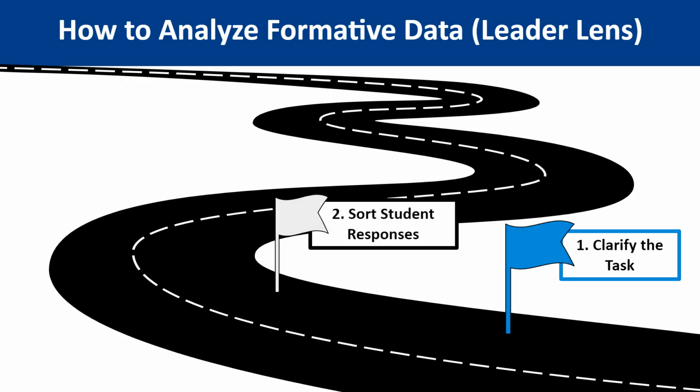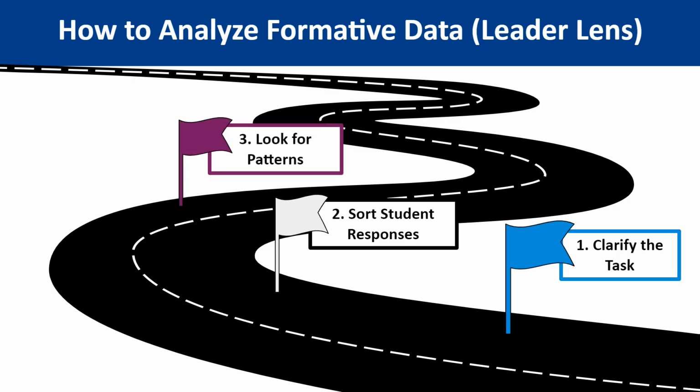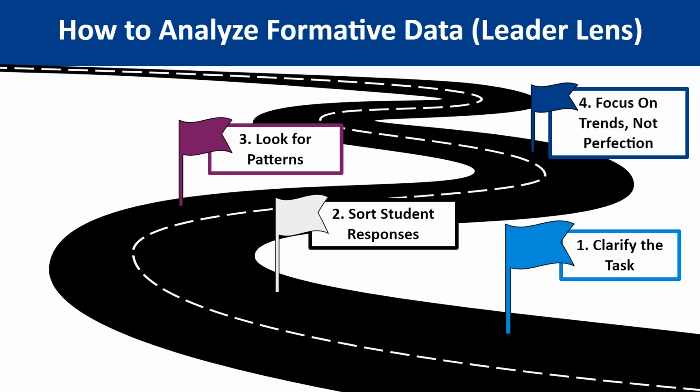Next, student responses are sorted into broad categories, such as correct, partially correct, or incorrect. This step helps surface patterns rather than individual mistakes. Leaders then look for trends across responses. What do many students share? Where do explanations break down? Finally, leaders focus on trends, not perfection. One instructional adjustment, grounded in the most common need, is often more impactful than trying to address everything at once.